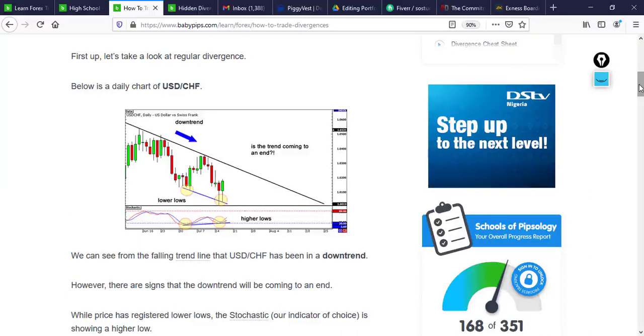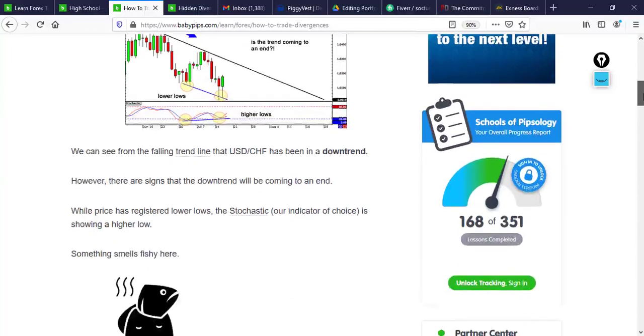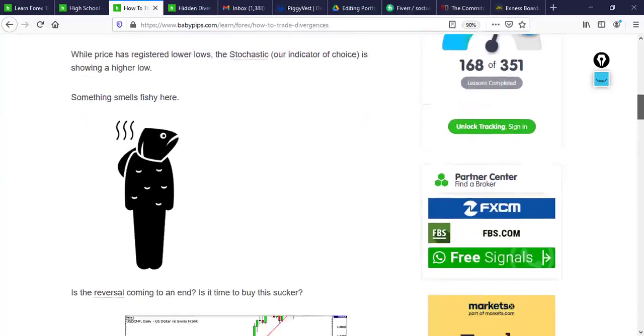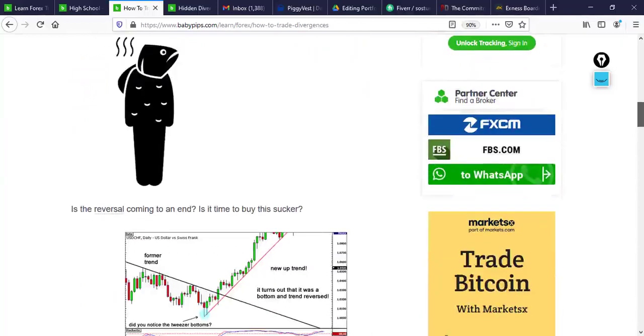So what should we do? According to what we have learned before, if price is making lower lows but the oscillator is making higher lows, especially in a downtrend, this is a regular bullish divergence. And once it is, what should we do? We should try to enter the market and expect prices to bounce back up. So now we smell something fishy, it's time to buy.